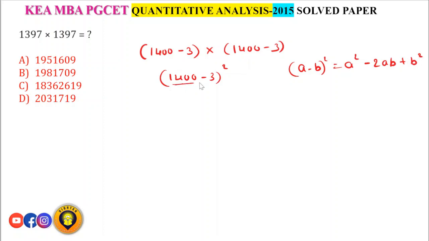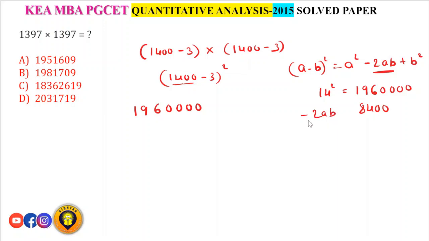So a square means 1400 square. You know what 14 square is? 14 square is 196. There are two zeros, so when you square it, it will become 4 zeros. So 1400 the whole square is 196 followed by 4 zeros. Then minus 2ab, that is minus 2 times this: 14 times 3 is 42, 42 into 2 is 84, and with 2 zeros you get 8400.